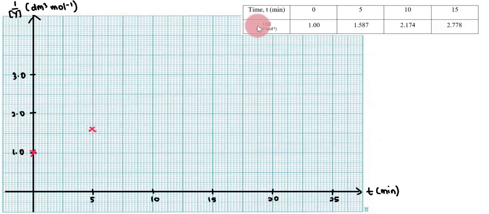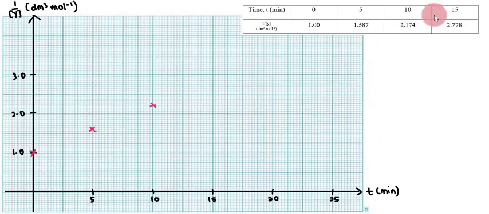Okay, pada 10 minit pula kita ada 2.174. 1 over concentration of Y adalah 2.174. So dekat sini, 2.1, 2.2, 2.3, 2.174 je. So around here.